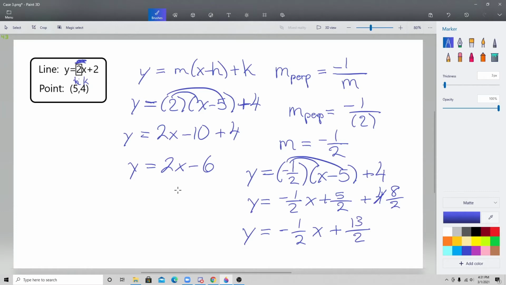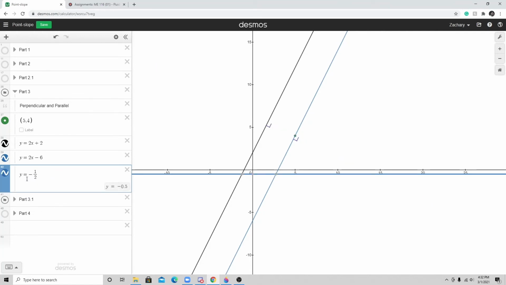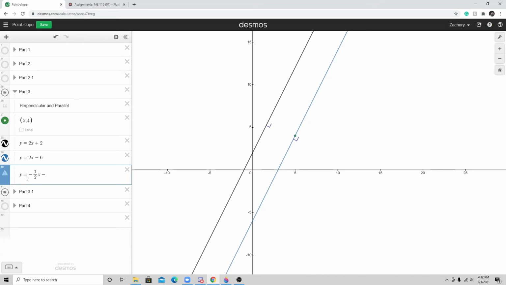Another way you could write this, if you needed to simplify, is to take out the 1/2. Or you can also write it like this. These are the same thing, just different ways of writing it. So if we look at the equation of this line, I'm going to simplify it to -1/2 x plus 13 over 2.